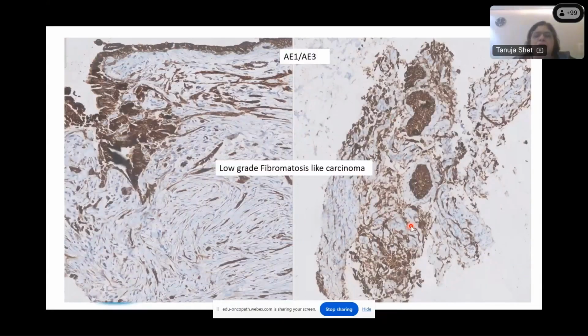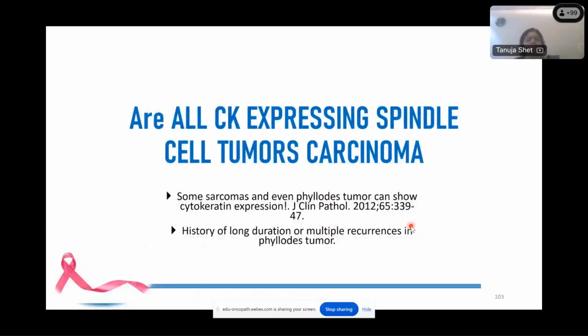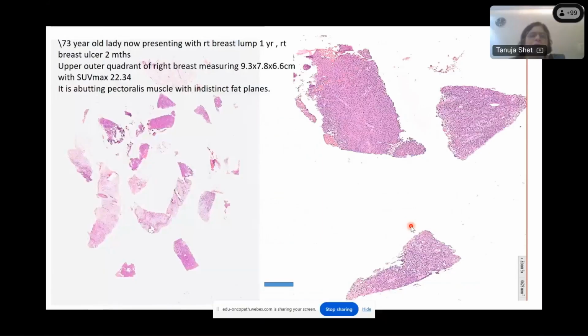And this is actually a low-grade fibromatosis-like carcinoma, which is a variant of metaplastic carcinoma, but it's a better behaving variant. It has high propensity for local recurrence, but lymph node and distant metastases are rare, and they do not share anything with metaplastic carcinoma, but because they are spindle-shaped metaplastic carcinomas, we call them metaplastic carcinomas. Remember, CK expression in spindle cell tumor does not mean it's carcinoma. Remember, phylloids, especially in recurrent setting, can show you cytokeratin expression. So please see the clinical history before jumping and calling that a metaplastic.